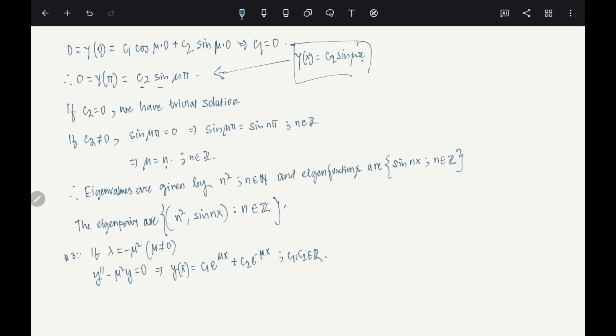Now it has to satisfy those two conditions again. 0 equals y at the point 0, which equals c1 times e to the power mu times 0 plus c2 times e to the power minus mu times 0. That gives c1 plus c2 equals 0. That is your first equation. Another one: 0 equals y at the point pi, which is c1 times e to the power mu pi plus c2 times e to the power minus mu pi. So this is 2.